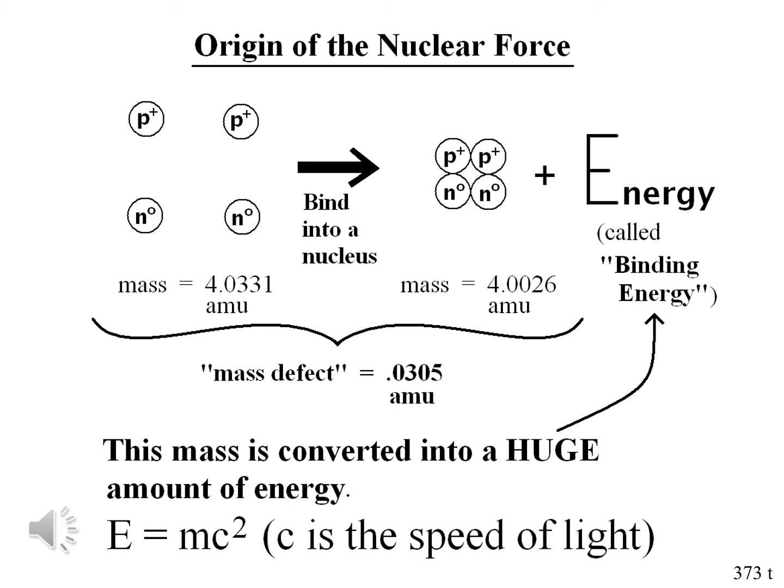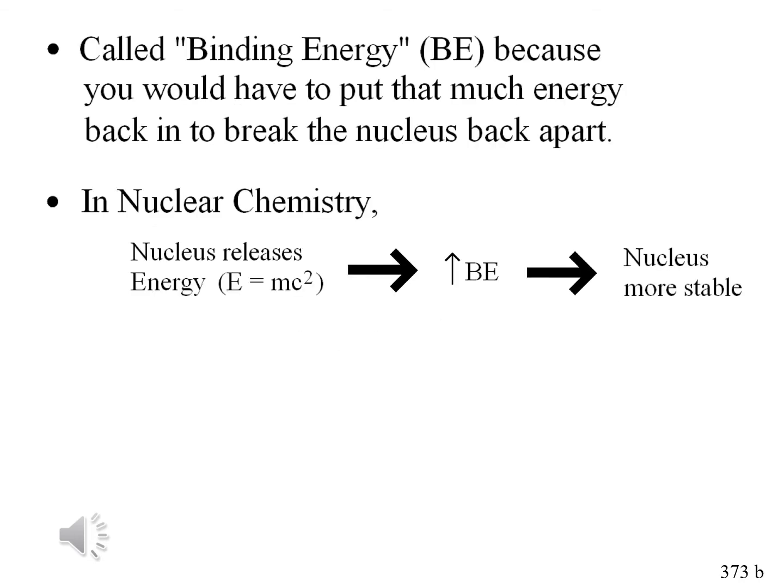And they call the energy that comes off binding energy because in order to break the nucleus back apart, you'd have to put all that energy back in. So the idea is that anytime a nucleus releases E equals mc squared energy, it is actually increasing in binding energy because the nucleus is becoming more stable. The energy that comes off increases the binding energy because you would have to put it back in order to break the nucleus back apart.